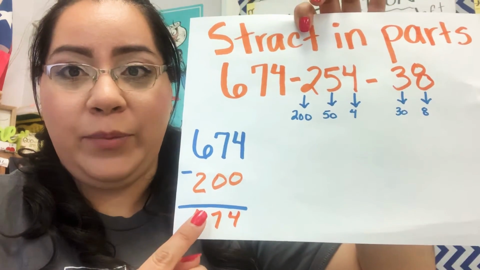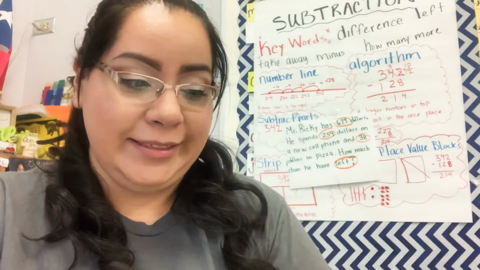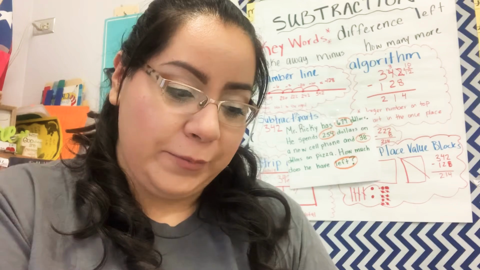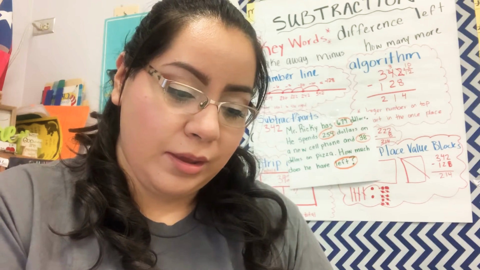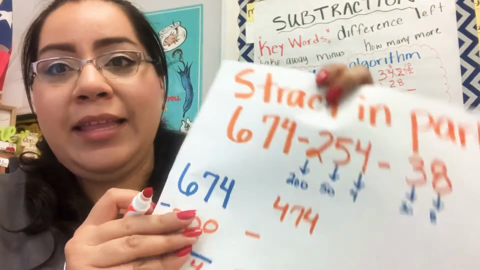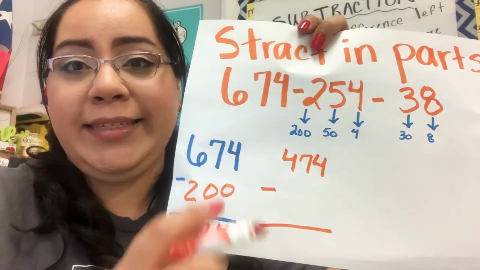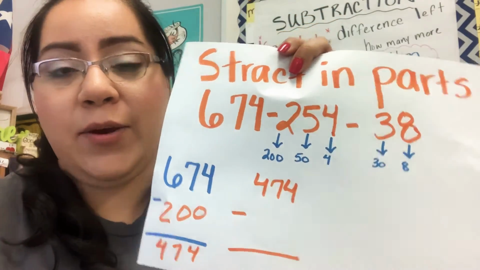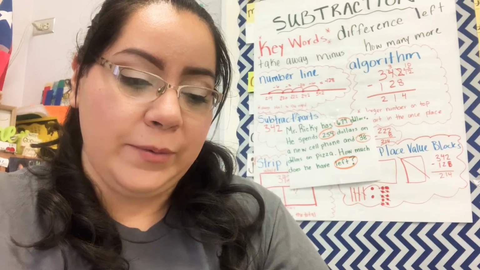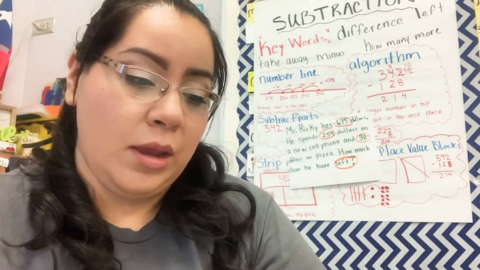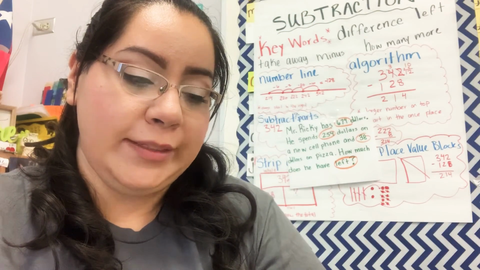Now this number, we're gonna go ahead and move it over like last time. We have 474. Okay. Now in this case, that 474, we're gonna go ahead and take away the tens. So we have 50 here and 30. We're gonna go ahead and put those together. That is an 80. We're gonna take away 474, take away the 80.